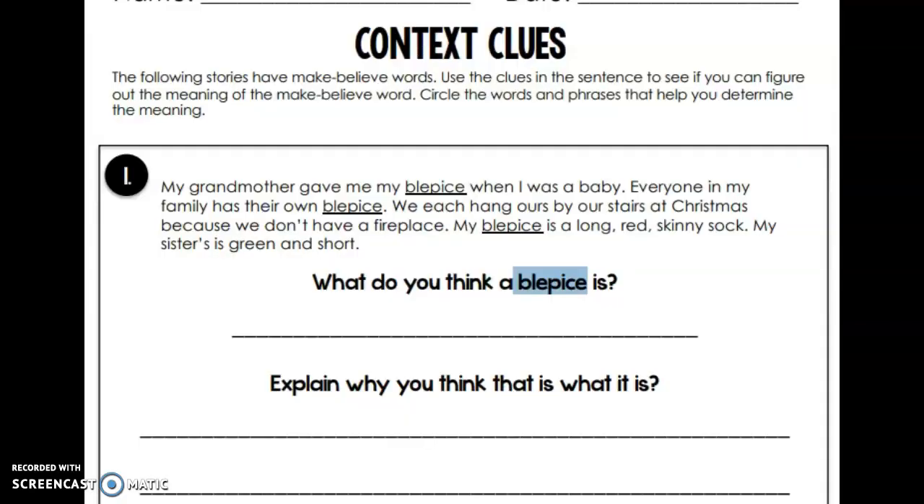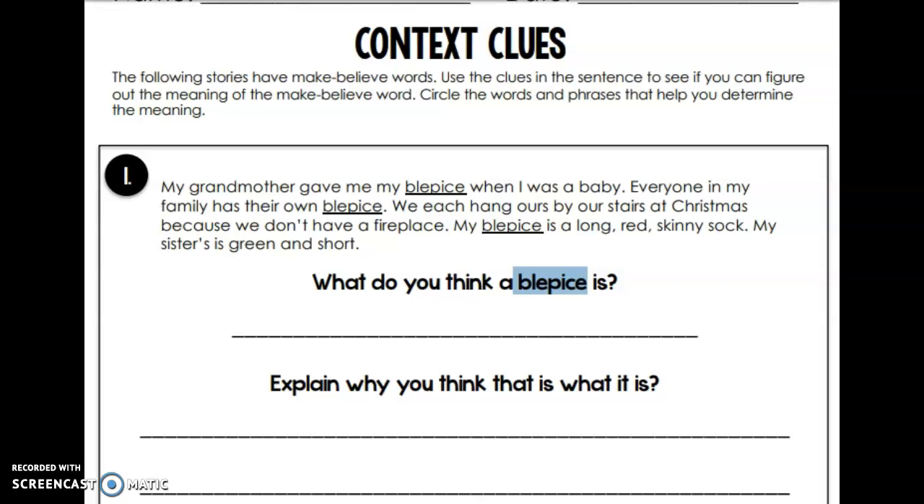So we're going to look at an example of how we can use context clues to figure out the meaning of an unknown word. Number 1, my grandmother gave me my blippus when I was a baby. Everyone in my family had their own blippus. We each hang ours by our stairs at Christmas because we don't have a fireplace. My blippus is a long, red, skinny sock. My sister's is green and short. So what do you think the word blippus is?